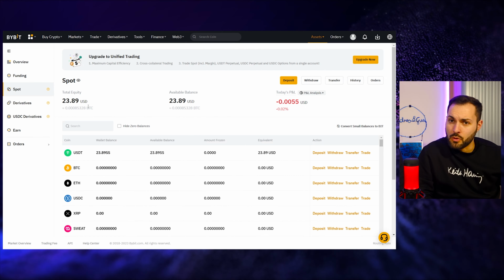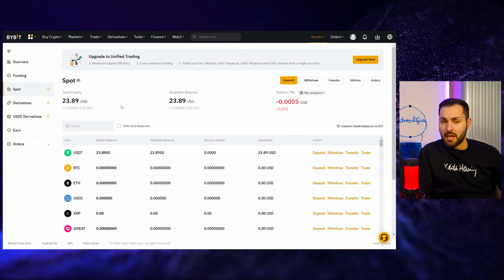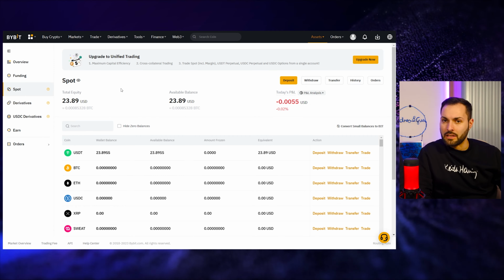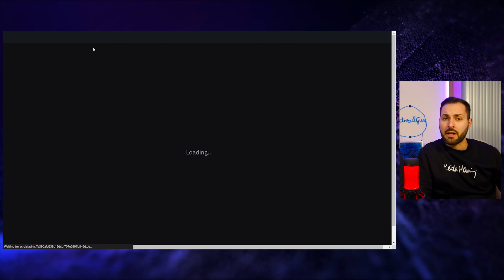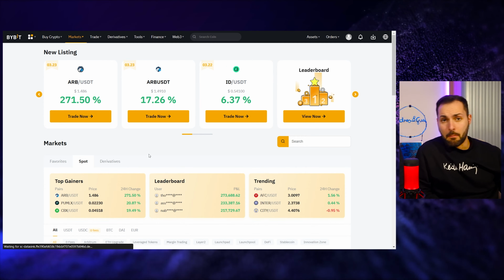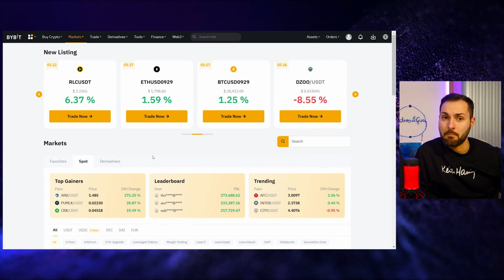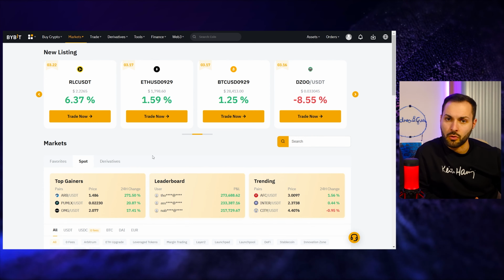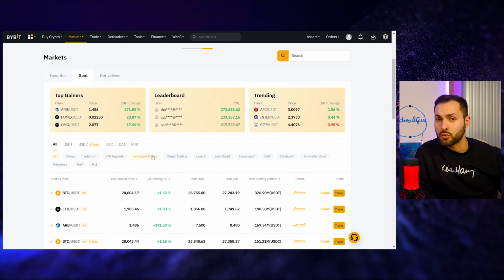Now that we have some USDT in our account, which is a stablecoin pegged to the US dollar, let's take a closer look at how to trade it for Bitcoin. We'll head over to the market section and select the spot tab to view all available trading pairs. But keep in mind that sometimes there may not be a direct trade, so you need to swap from one crypto to another first before trading to the one you want.